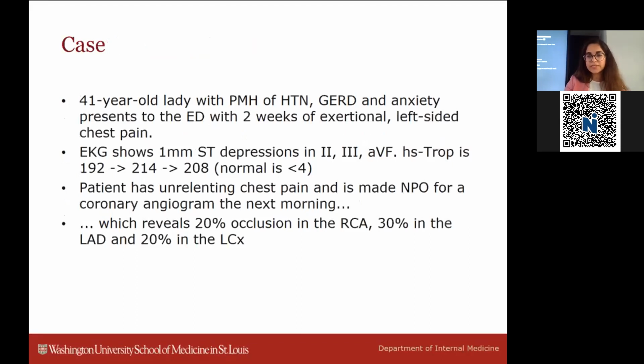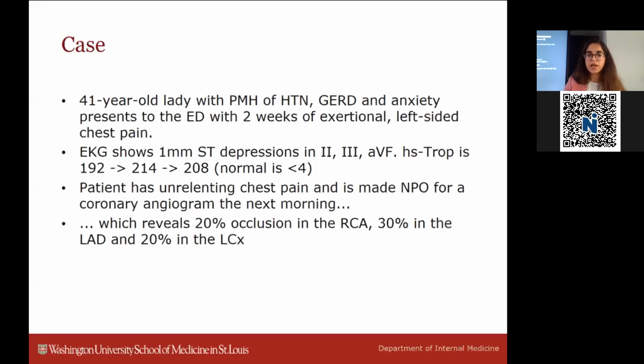This is a case that we've all seen in the ER, in our office, maybe in the wards at times when we're called for an ACT. This is a 41-year-old lady with a past medical history of hypertension, GERD, anxiety, who presented to probably the ER with 2 weeks of exertional left-sided chest pain. Her EKG showed a millimeter ST depressions in leads 2, 3, and AVF. Her high sensitivity trope was elevated to 192, peaked at 214, and then came down at next check. The normal high sensitivity trope is less than 4.